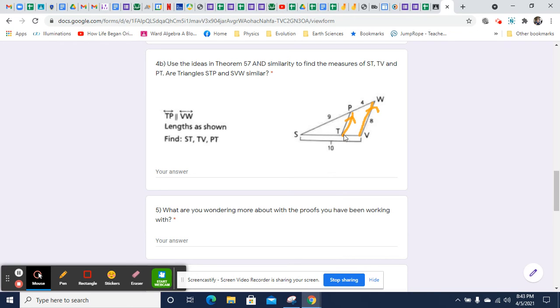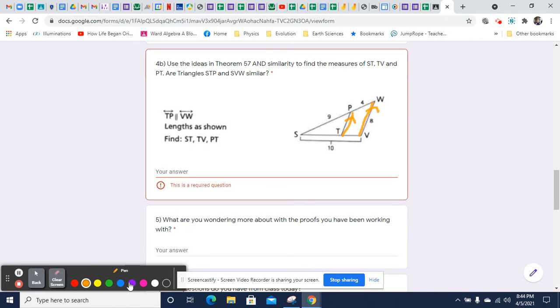We can also say TV is to 4 as SV is to SW. That's another thing we can say. And ultimately, we can also say TP is to 8 as 9 is to 9 plus 4. So those are all proportions we can set up. So here's what I'll do. I'll start setting those up.